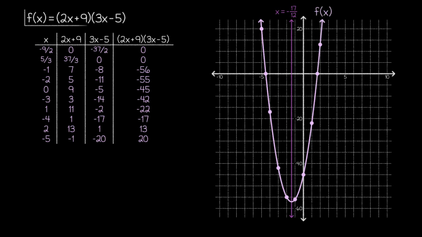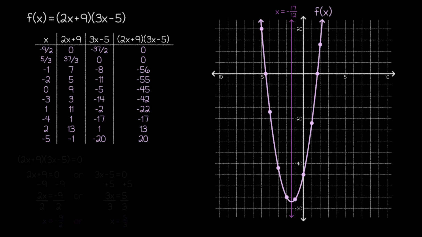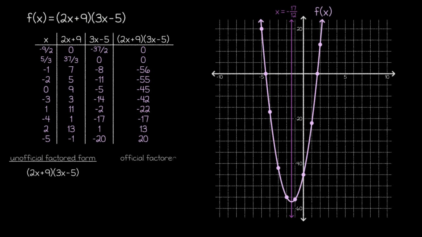One final note about this example is that the process of finding zeros can actually help us rewrite this function in the official factored form. We know from our graphing process that -9/2 and +5/3 are zeros of the function, so the linear factors of this function can be expressed in this way instead.